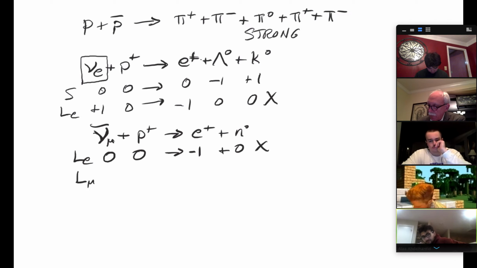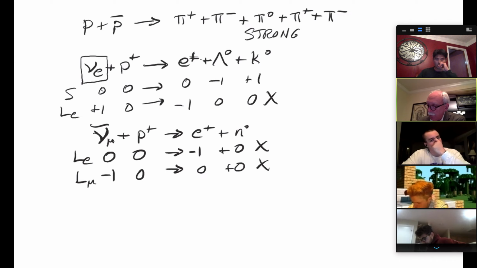Lepton, mu lepton number -1 0 goes to 0 plus 0. It doesn't work for that reason either. Well, that one's forbidden. All right.